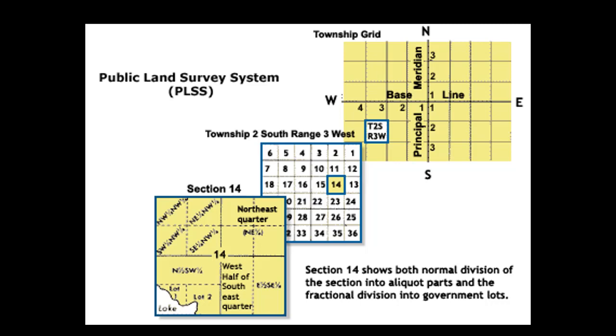A legal land description of a section includes the state, principal meridian name, township, and range designations with directions, and the section number. Nebraska, 6th Principal Meridian, T7N, R2W, Sec 5.